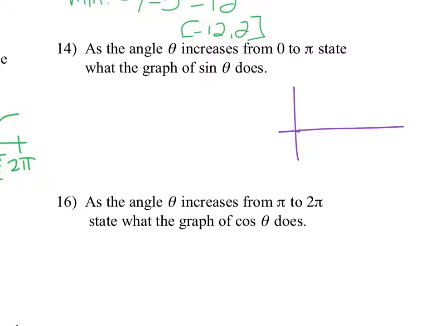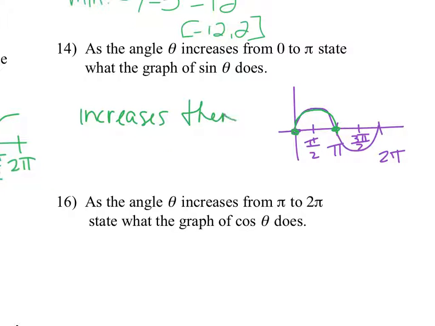So we're talking about a sine graph. So graph it in your calculator. And remember that this slash here over here is 2 pi. This one in the middle is pi. The max and the min values are at pi over 2 and 3 pi over 2. Okay, so as the angle increases from 0 to pi, the graph is going up and then down. Okay, it increases, then decreases.